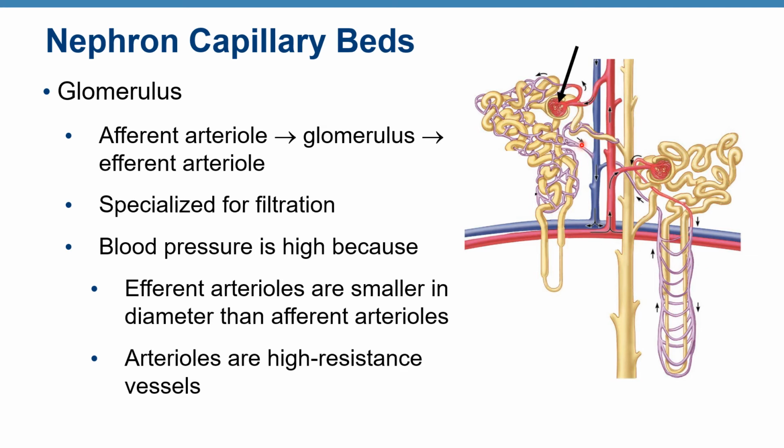So first we have this blood vessel, and it's called the afferent arteriole. The afferent arteriole brings blood to the capsule. And in the capsule we have capillaries, the glomerulus, and from the glomerulus blood goes to the efferent arteriole. So the glomerulus itself is specialized for filtration. Blood pressure is high because the efferent arteriole leaving the capsule is smaller in diameter than the afferent. So we have bigger, not big, that's still very small, bigger blood vessels bringing blood in and a smaller vessel taking blood out. That's why pressure is pretty high.